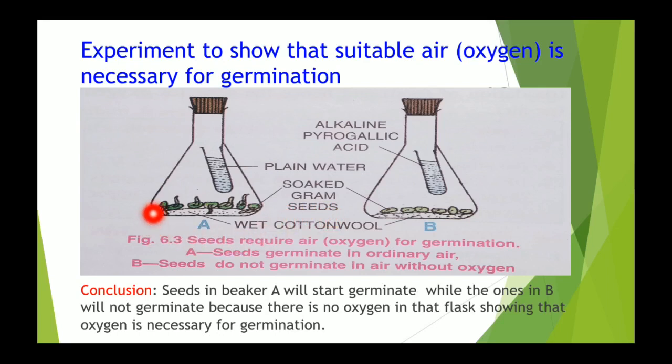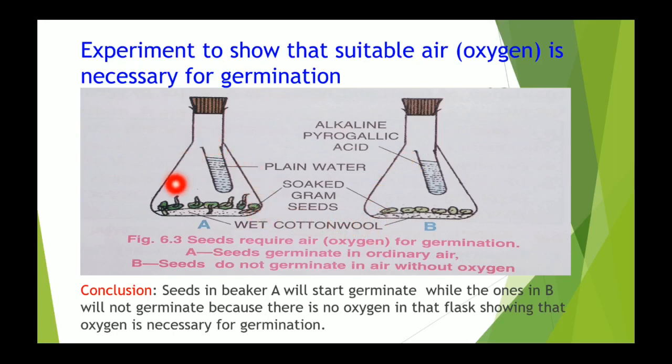We will see that in flask A the seeds start germinating, they change into sprouts, but in flask B there is no change. Why is it so? Alkaline pyrogallic acid is there, which we have not poured onto the seeds, but still its presence makes the seeds not germinate, because alkaline pyrogallic acid has a characteristic that it absorbs oxygen. So the oxygen is absorbed by the pyrogallic acid, and that's how the seeds do not germinate.